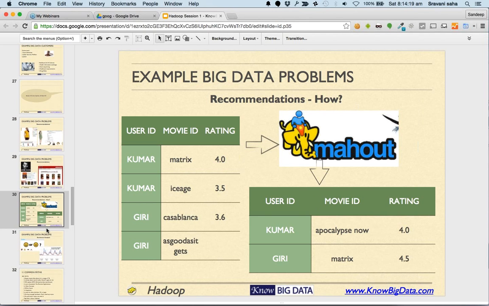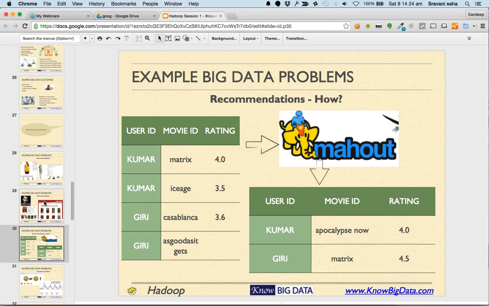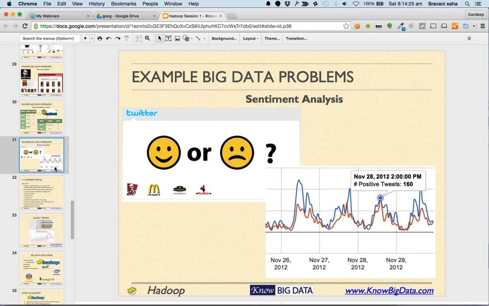All right, and that's how most of the recommendation engines work. The second problem that requires solving is sentiment analysis. Also, these problems benefit from big data. If you have a bigger set of statistics, the result will be better rather than with a smaller set of statistics.